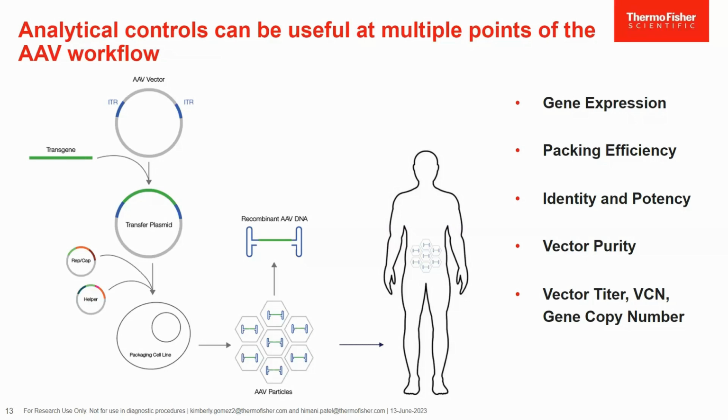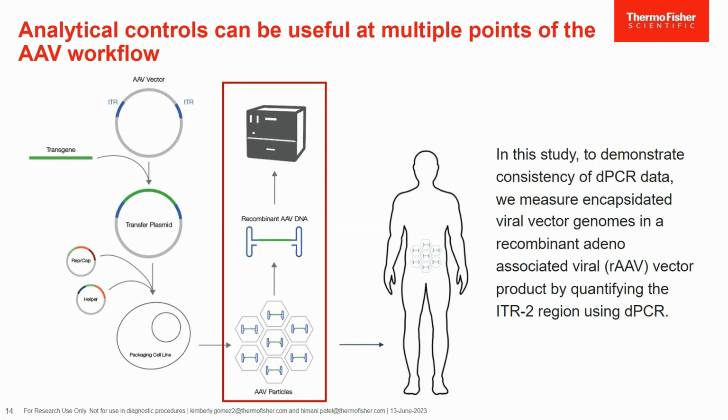Lastly, we can look at vector titer, or looking at the concentration of AAV, which is important for potency and dosing of the final AAV product. All of these attributes are important for AAV, but the one that we're going to narrow in on in this presentation is AAV vector titering. With vector titering, your method of measurement needs to be consistent and precise. You wouldn't want to put too much or too little of your therapeutic into the patient.